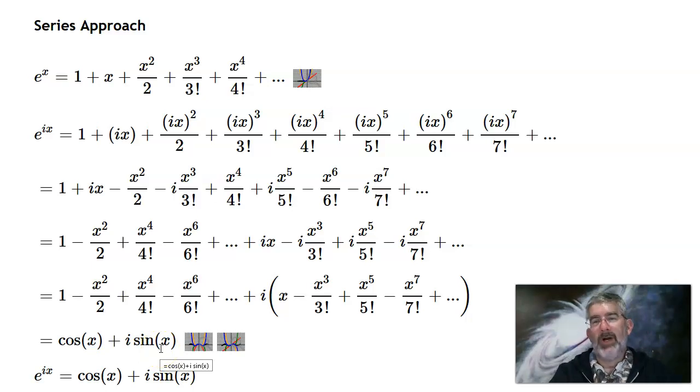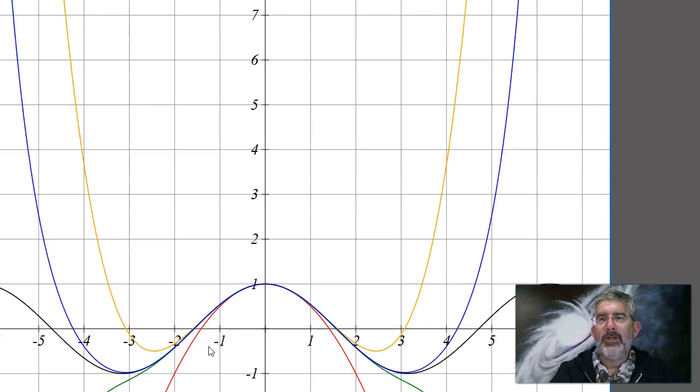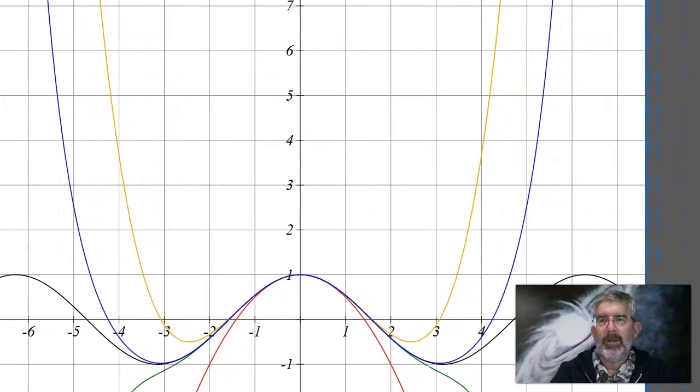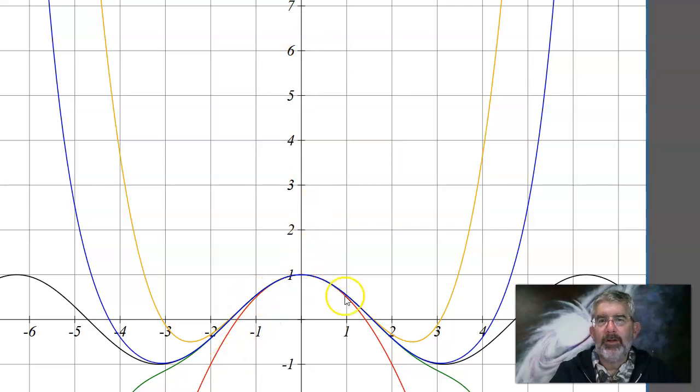Not immediately obvious, but here's some graphical evidence for you. I'll look at the cosine first. So here is the cosine curve. The red curve is the first two terms, 1 minus x squared over 2, so that downward parabola shifted up 1. The orange curve has the fourth degree term in it: 1 minus x squared over 2 plus x to the fourth over 4 factorial. Then the green one is the 6th degree, and the blue one is the 8th degree. You can see how this is fitting closer and closer to that curve.